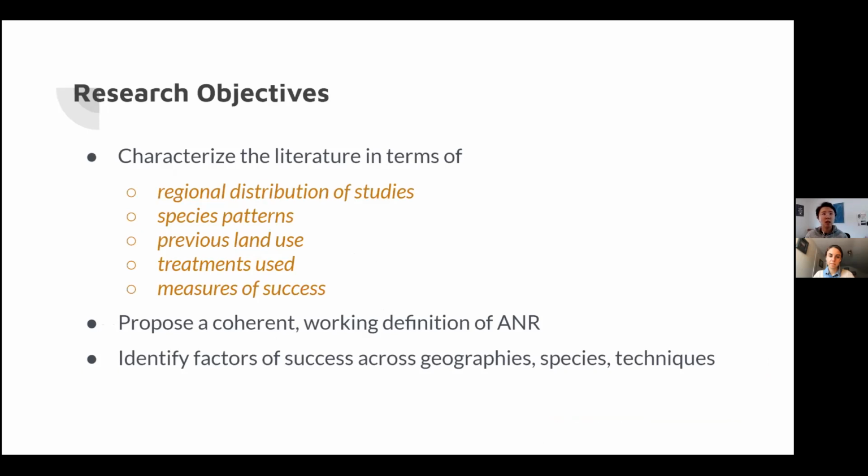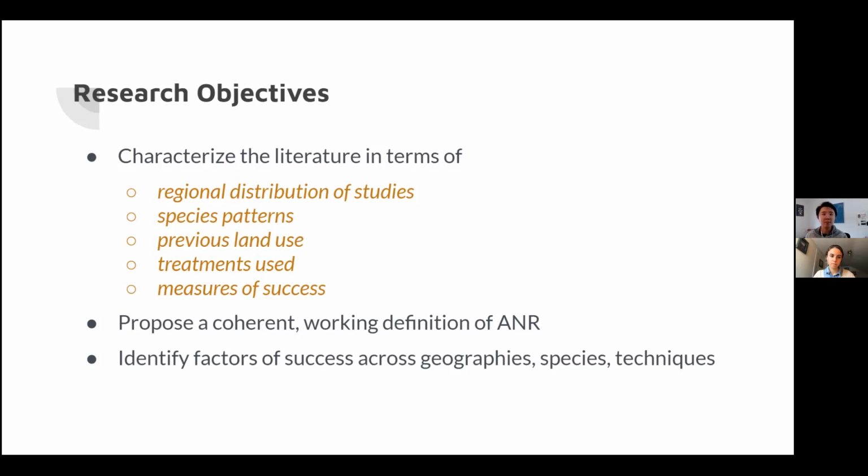To fill these knowledge gaps, we conducted a review of ANR studies in the tropics with three objectives in mind. First, to organize the studies, we will be characterizing the literature in terms of regional distribution of studies, species patterns, previous land use, the type of treatments used, and measures of success, such as growth and survival. Secondly, based on the literature, we intend to propose a coherent working definition of ANR that can provide some clarity and specificity that may be useful to scientists and practitioners.